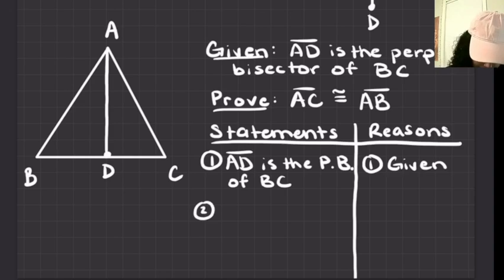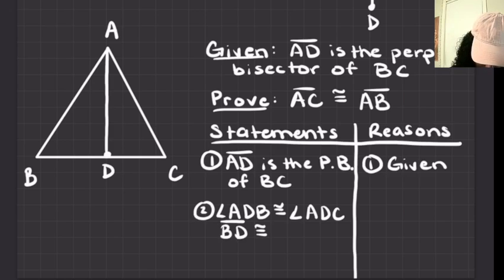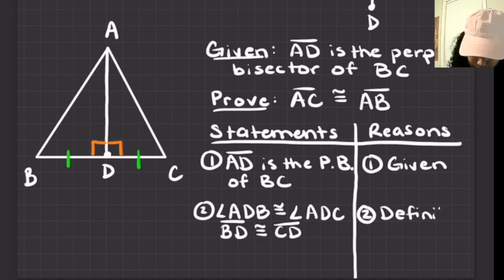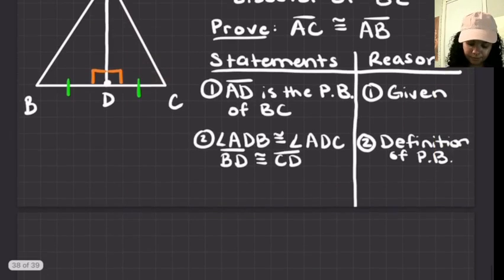So now, based on that, I know that, one, angle ADB is congruent to angle ADC. And I also know that segment BD is congruent to CD. So remember, a perpendicular bisector is going to bisect or cut those segments into two equal pieces. And the perpendicular part is that it's going to form a right angle here and here. Since they're both right angles, they are most definitely congruent. And this reason is because that is the definition of a perpendicular bisector, okay?